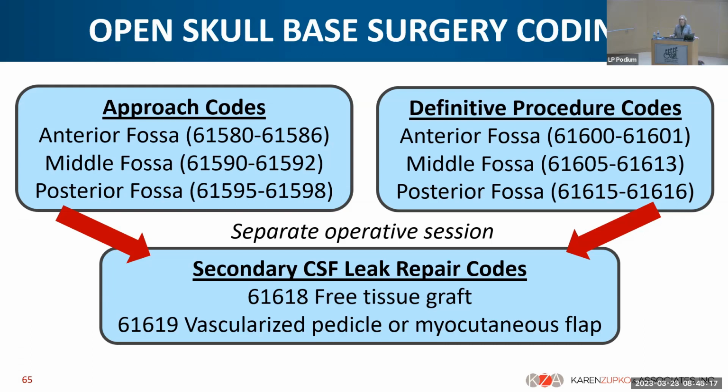And we don't use the skull base codes for vascular abnormalities or for CP angle tumors. Okay, so these are the codes we use, and also the 61618 and the 61619 for repairing the dura, either from a free tissue graft or actually taking a vascularized pedicle graft, is never billable during the procedure itself. Any flaps you do, any dural repair you do during a skull base case is always included.